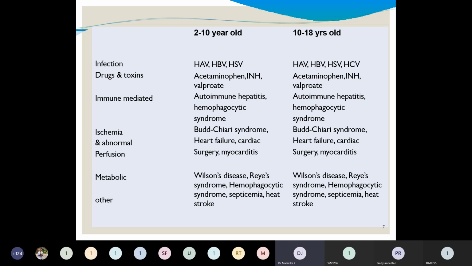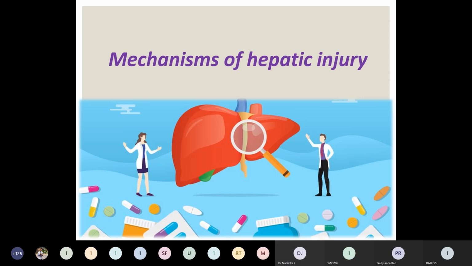Metabolic conditions, one of the important being Wilson's disease, present in the pediatric age groups, along with Reye syndrome, hemophagocytic syndrome, septicemia, and heat stroke. The 10 to 18 years age group has features similar to the 2 to 10 years age group. So coming to the mechanism of the hepatic injury.